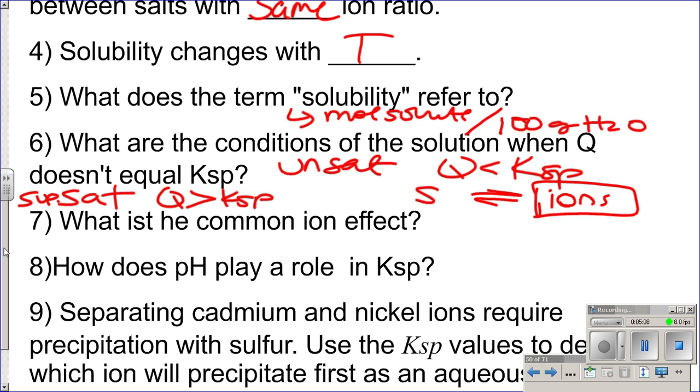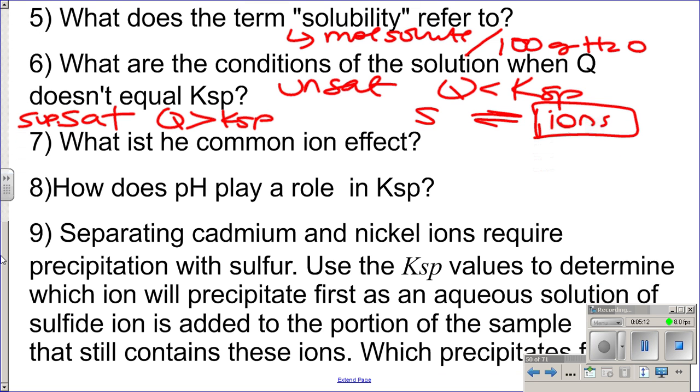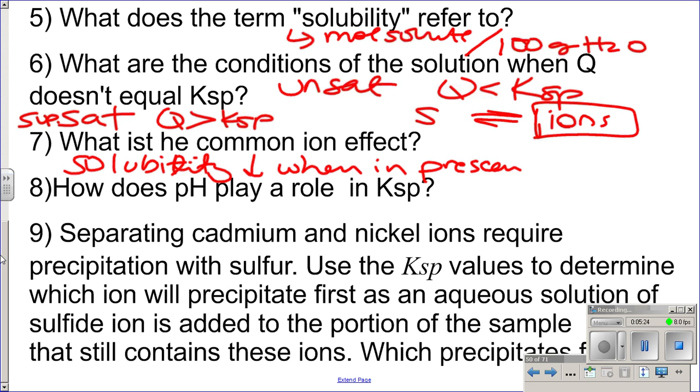All right, what is the common ion effect? New words. Solubility decreases around common ions. So solubility decreases when in the presence of a common ion. Okay, and we're going to hit that a little harder. That's basically just a definition right now.